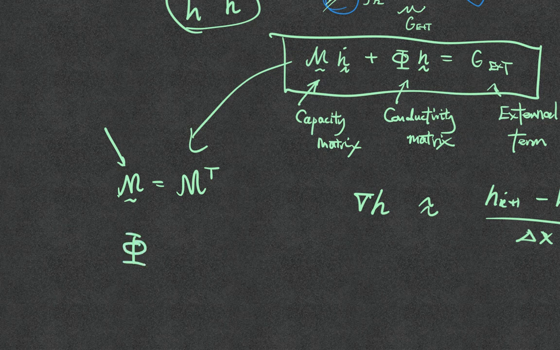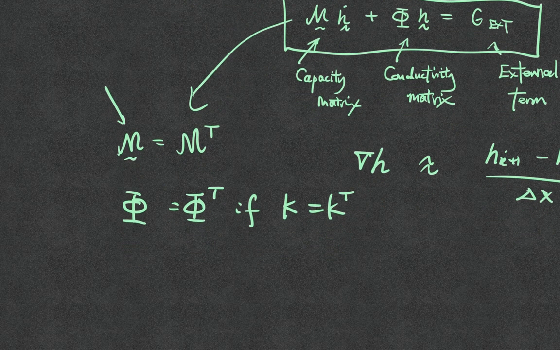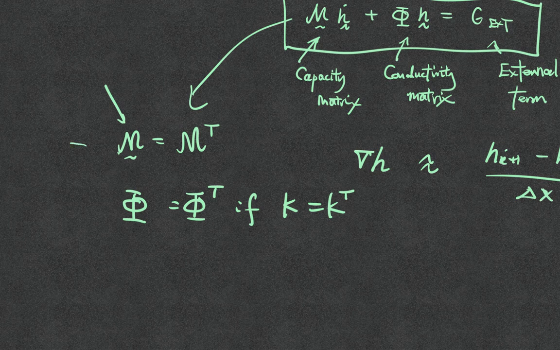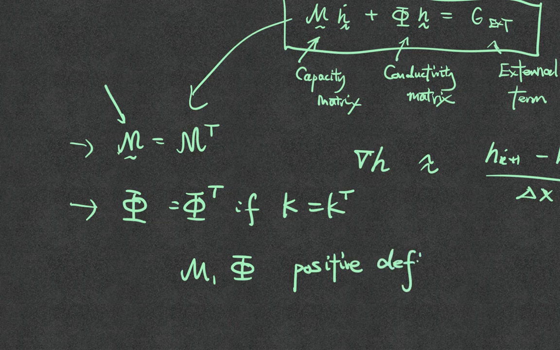Another property is on the conductivity tensor. In general, the conductivity tensor is also symmetric, and we are providing that the underlying conductivity tensor is symmetric. However, we also want one more property: we want both the conductivity and the capacity matrix to be positive definite. Okay, sorry, not positive semi-definite, positive definite. We want it to be positive definite.